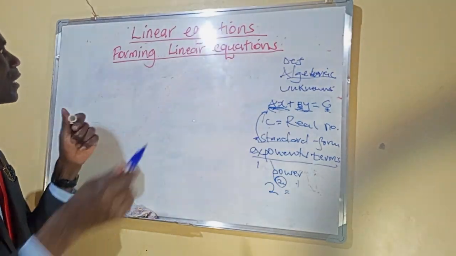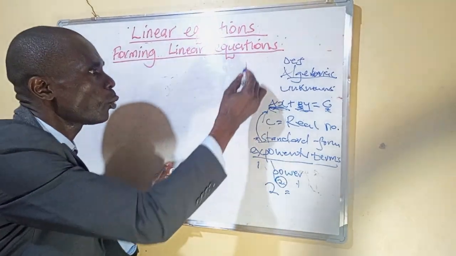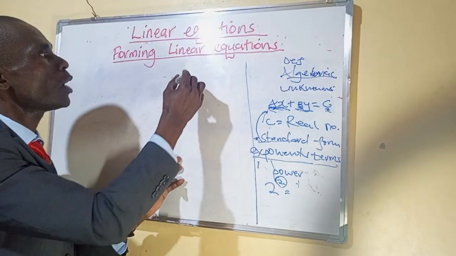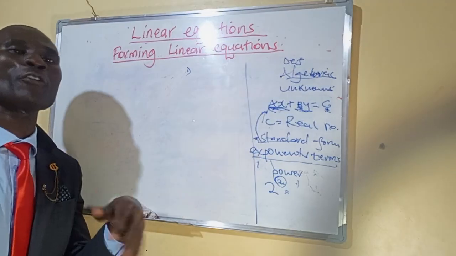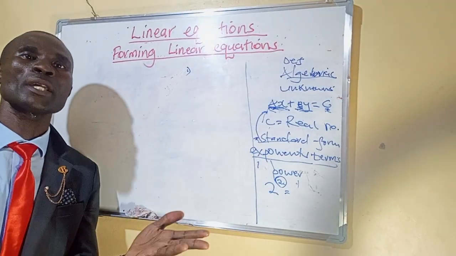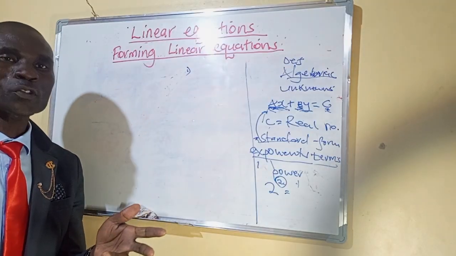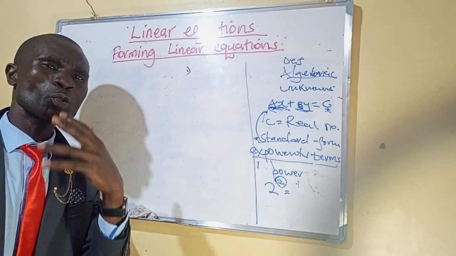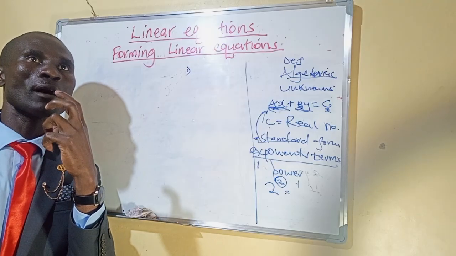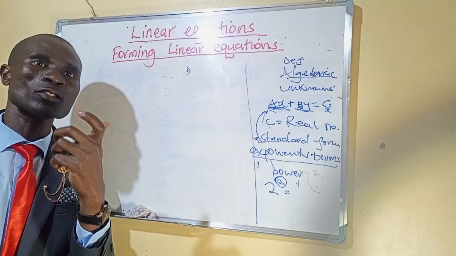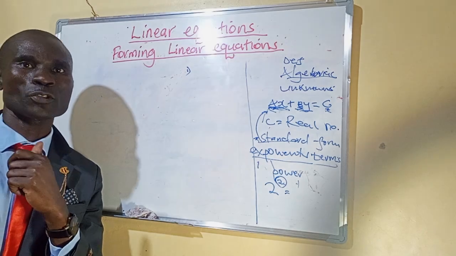Now, let's get to formation. If you want to form a linear equation, what are you supposed to do? Number 1, you must do the following. There is no specific formula, of course, for coming up with a linear equation. We're just giving you hints that can help you to understand, to form, to lay down any form of linear equation that you will come across.